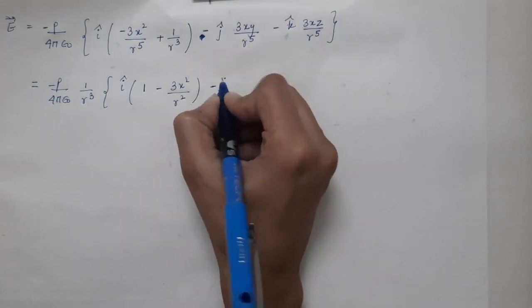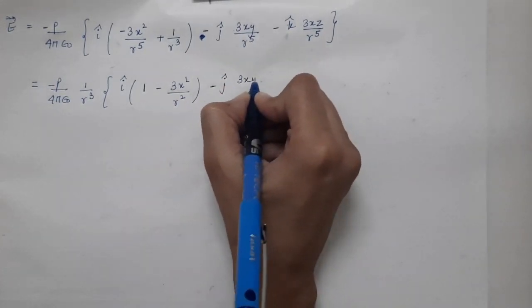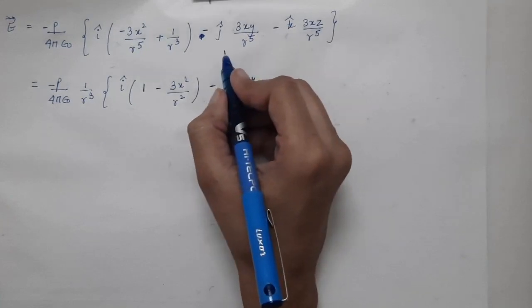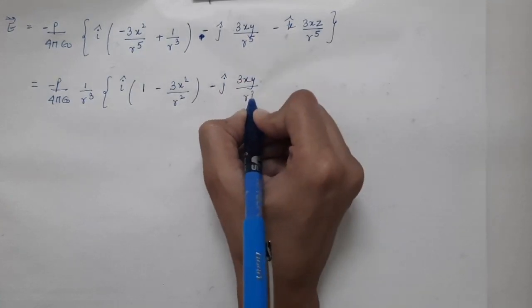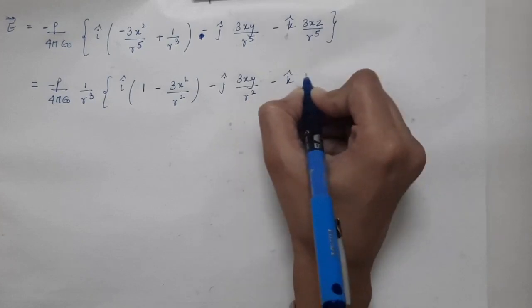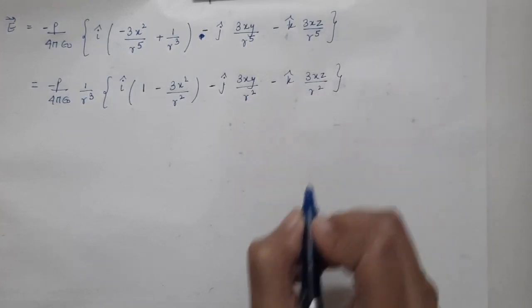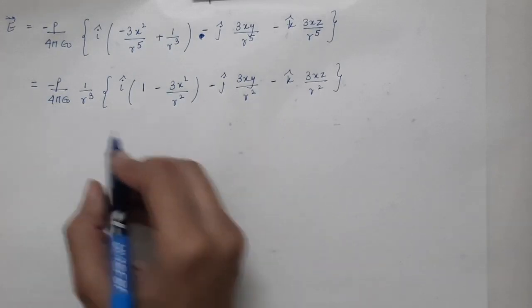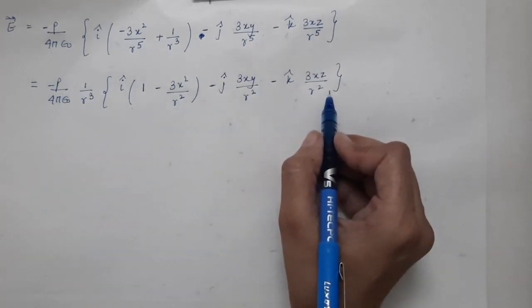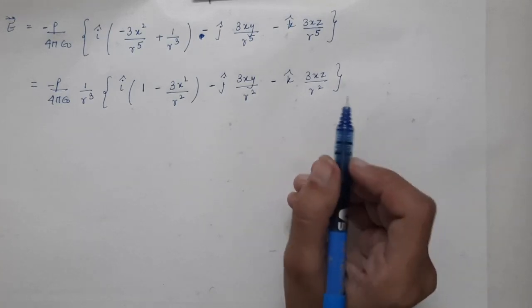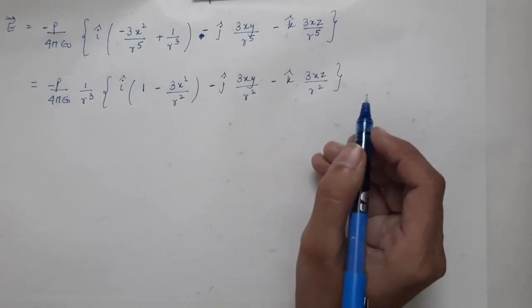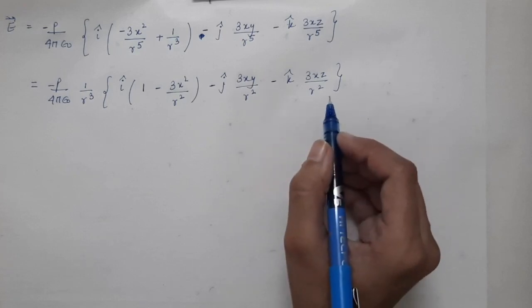Then minus j cap 3xy divided by r cube is taken common, so we are left with r square. Similarly, minus k cap 3xz divided by r square will be left inside the bracket. So this is the expression of electric field intensity at a point due to an electric dipole. But now we are going to find the magnitude of the electric field.